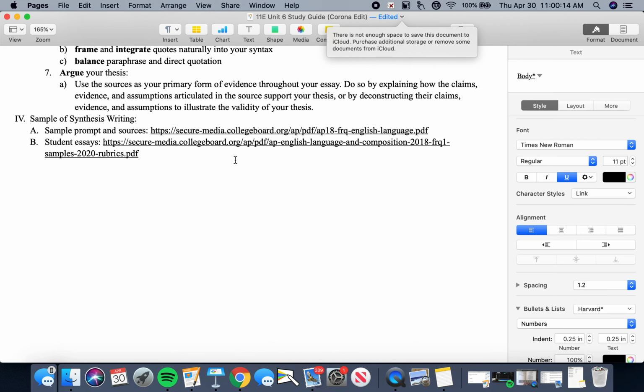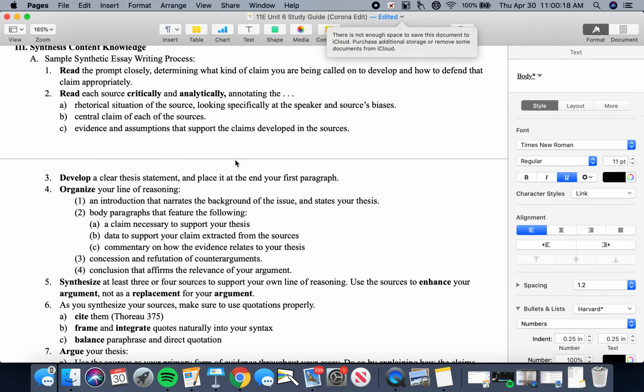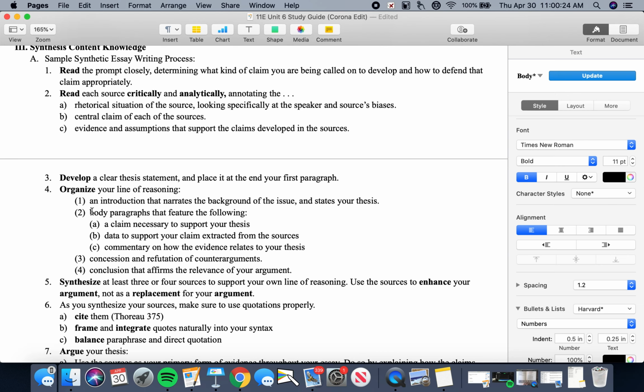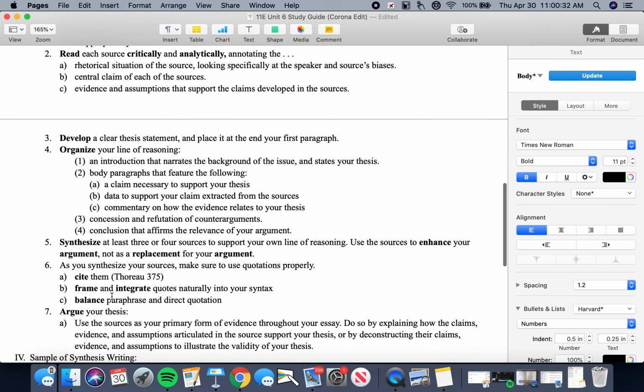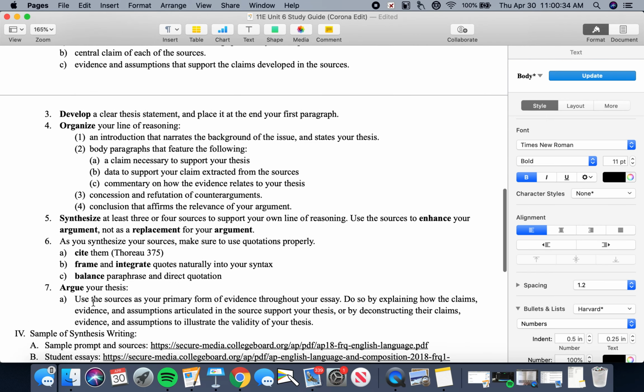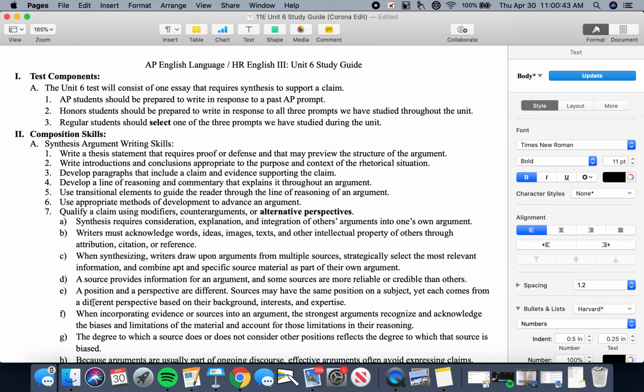But for you AP students, you're going to need to be able to do this largely independently. So reading that prompt, analyzing those sources, developing a clear thesis statement, organizing a line of reasoning, writing paragraphs that synthesize 3 to 4 sources to support your argument that are cited, framed, integrated, balanced, and that ultimately argue and support your thesis. So that is my review session.